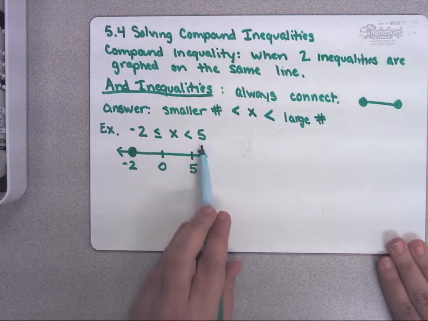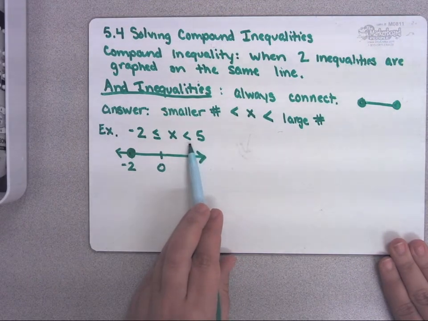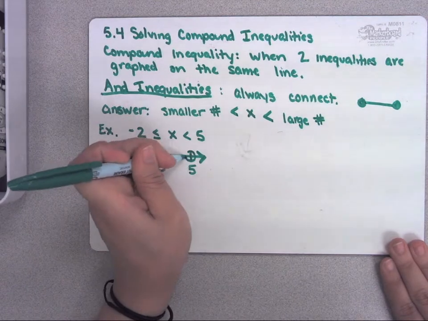Now looking at the 5, where's the inequality closest to it? Right next to it. What kind of circle does that make? Open. So that guy's going to get an open.